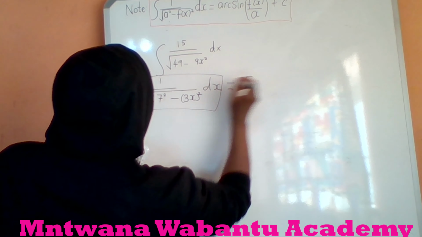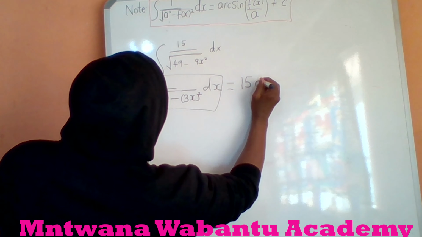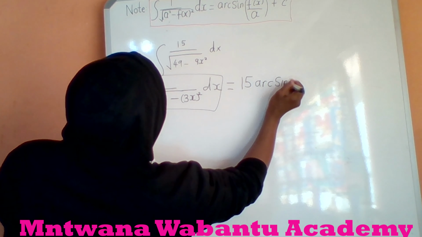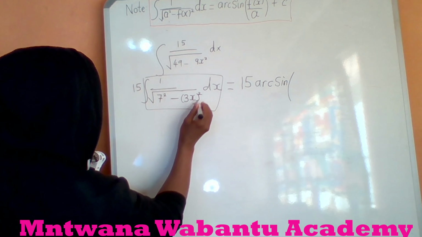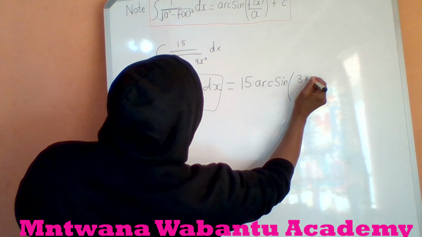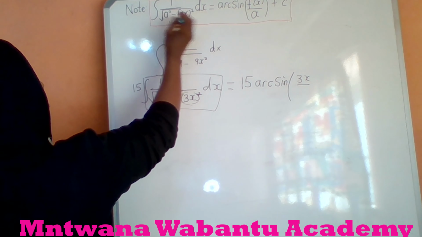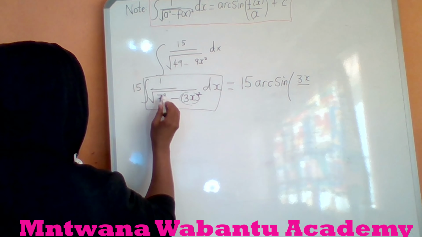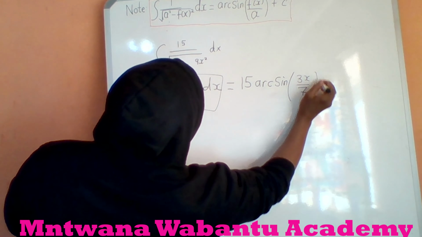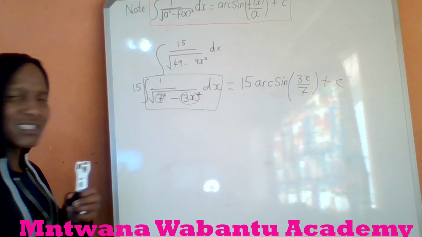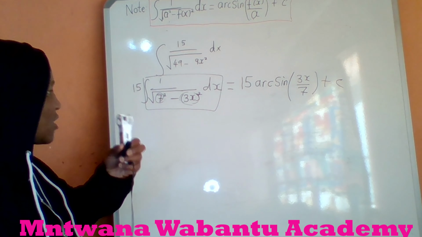So I'm going to say 15 arc sine, and then f of x. f of x is this term here, which is 3x in this case, over a. So see, over a. What is a? 7. So 3x over 7. Brother and sister, this is how you integrate this type of question.